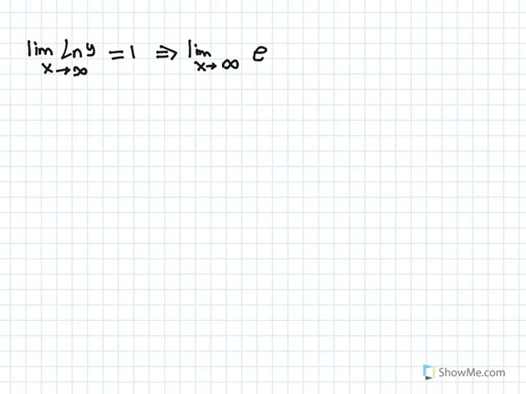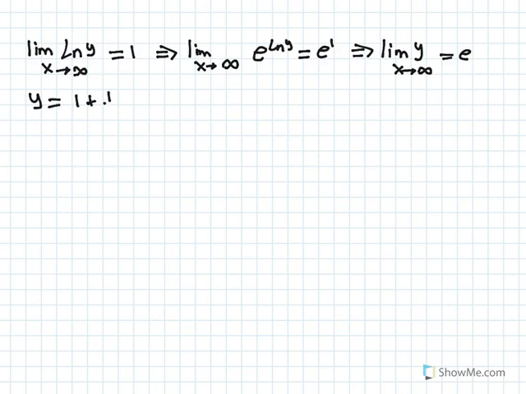But we have to remember this is the limit of log of y. So to get the answer, we have to exponentiate. The limit of log y as x goes to infinity is equal to 1. Exponentiating both sides, we get the limit as x goes to infinity of e to the log y is equal to e to the 1. So the limit of y as x goes to infinity is equal to e. But remember, y is equal to 1 plus 1 over x.